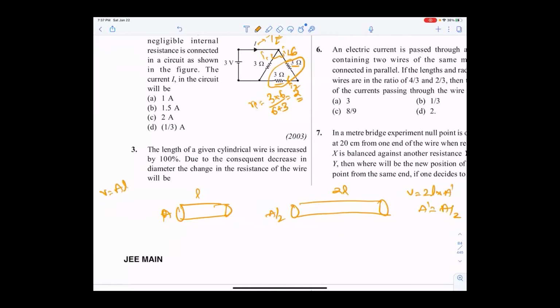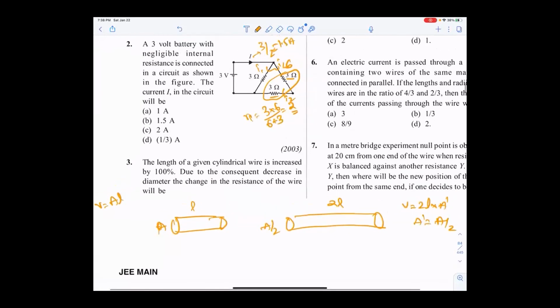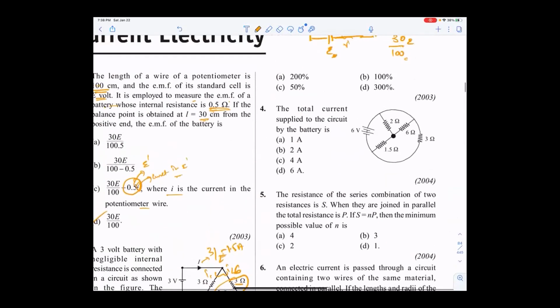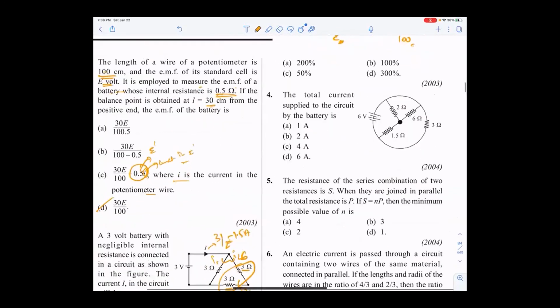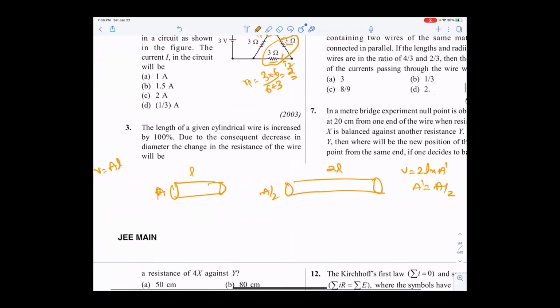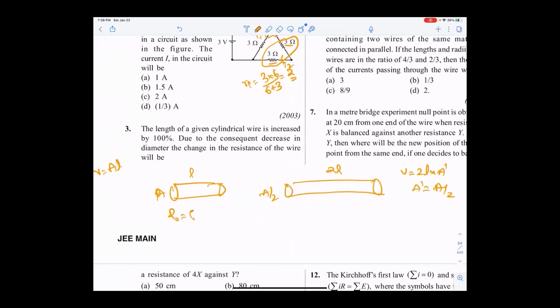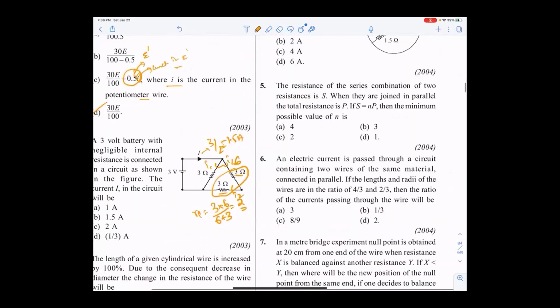When you are pulling or stretching something, the area will decrease, right? So the length becomes 2L. Then the resistance: initially R0 is equal to rho L by A. So R dash is rho into length 2L, area A by 2. So 4 rho L by A, which is 4R0. Resistance becomes 4 times R0.